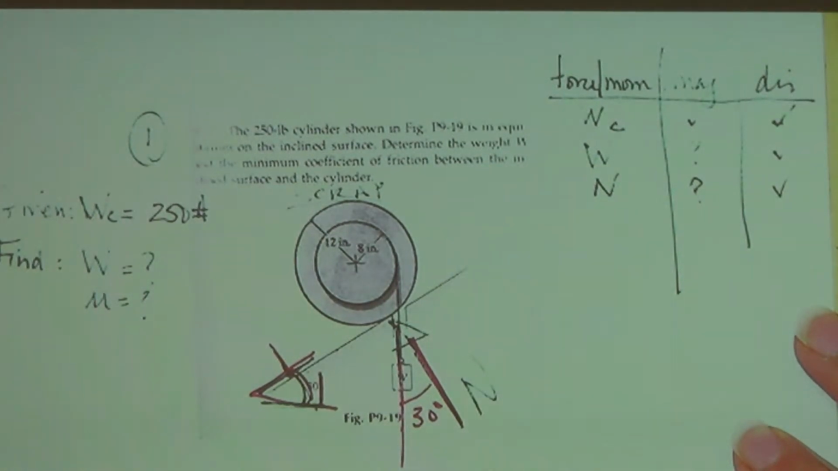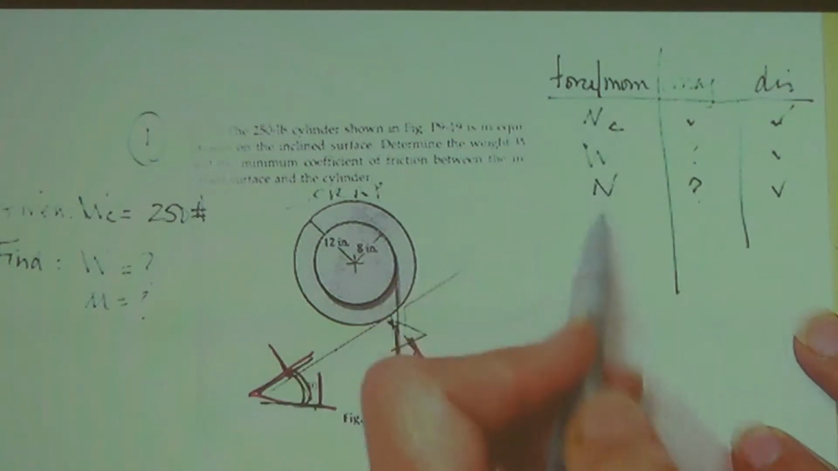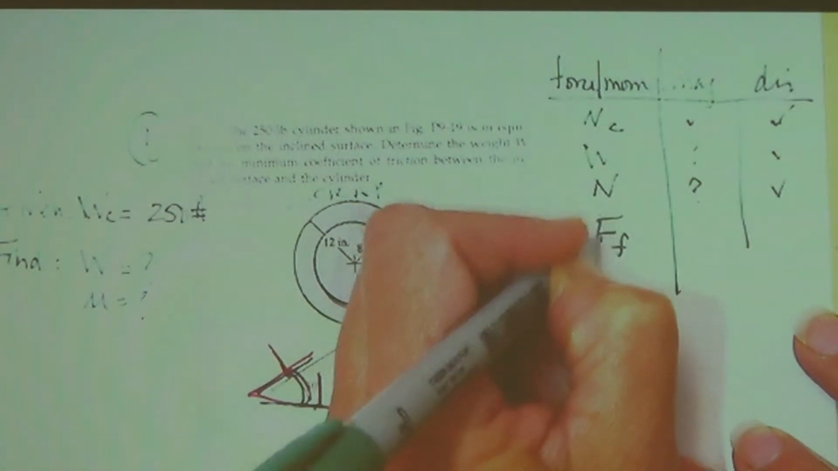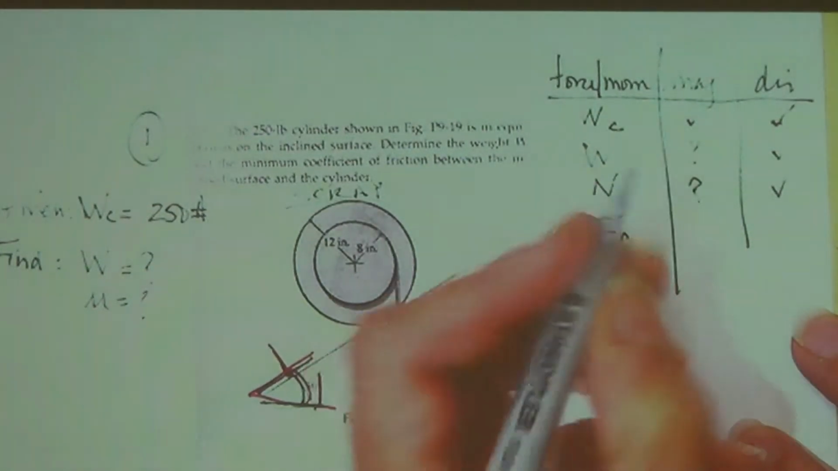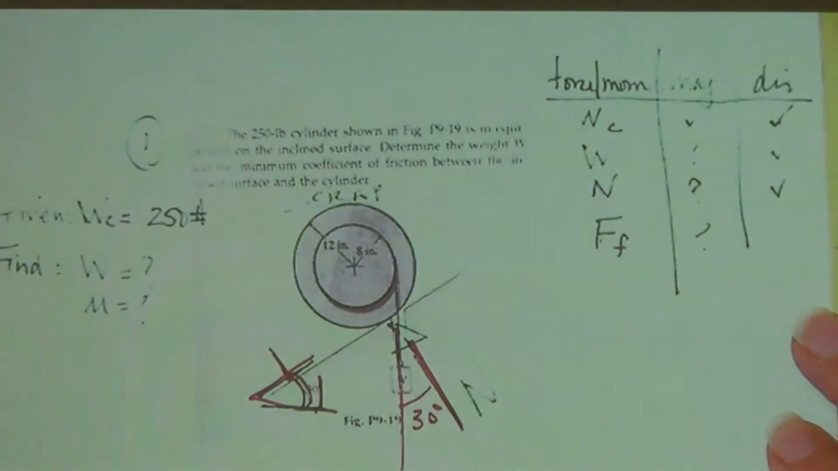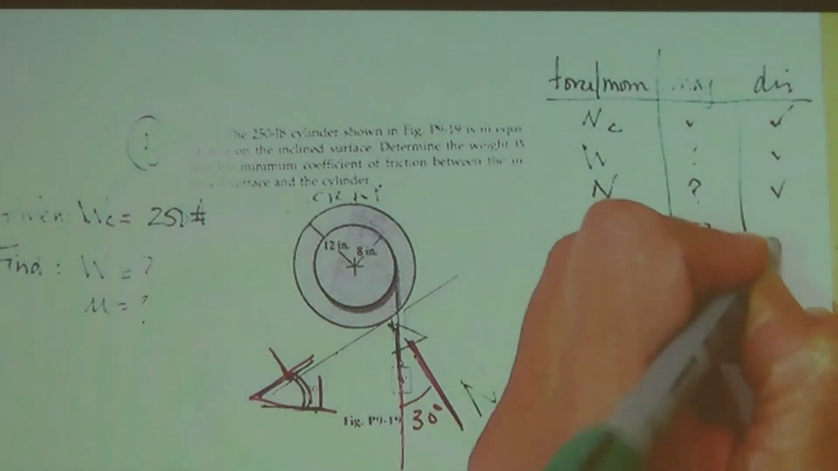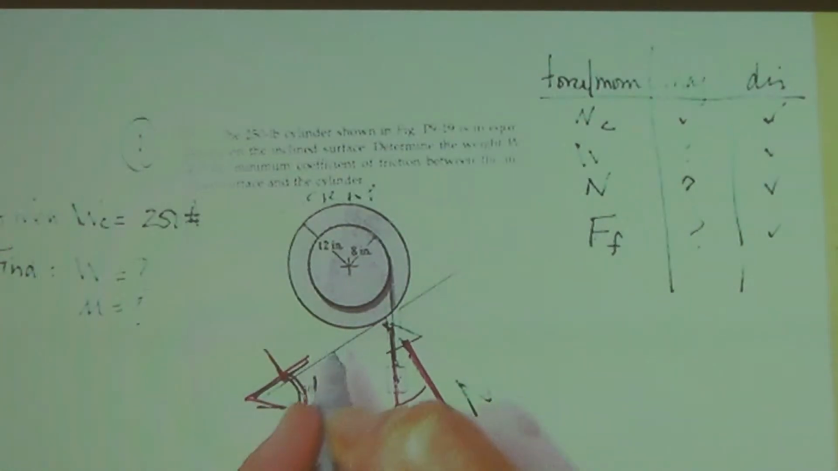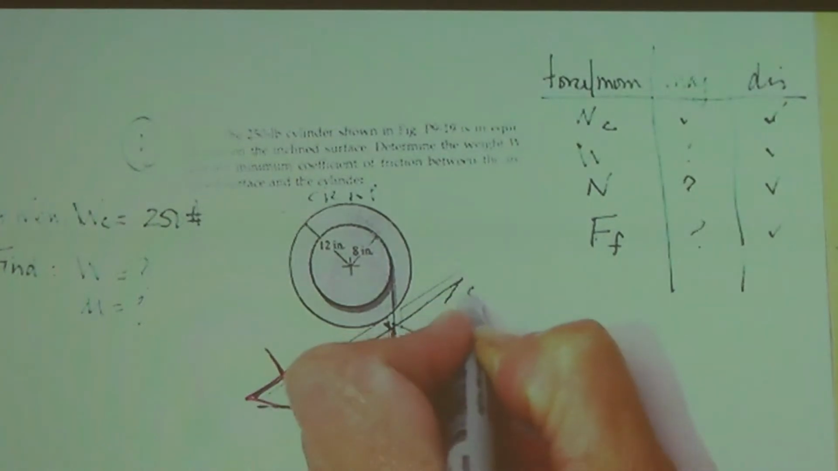We have mu, and mu isn't a force or a moment, right? So we're really looking at the frictional force F. Do we know the magnitude? No. Do we know the direction? Yes. Which way do you think this thing is going to move? Down. So the frictional force goes opposite, right, up.